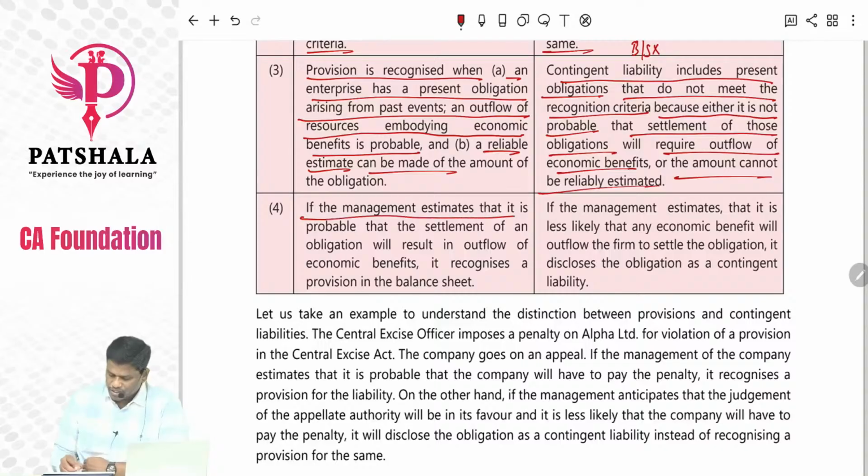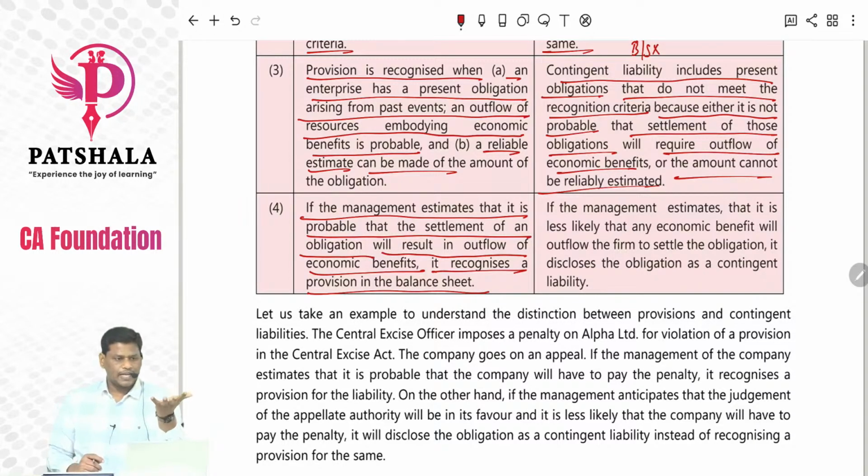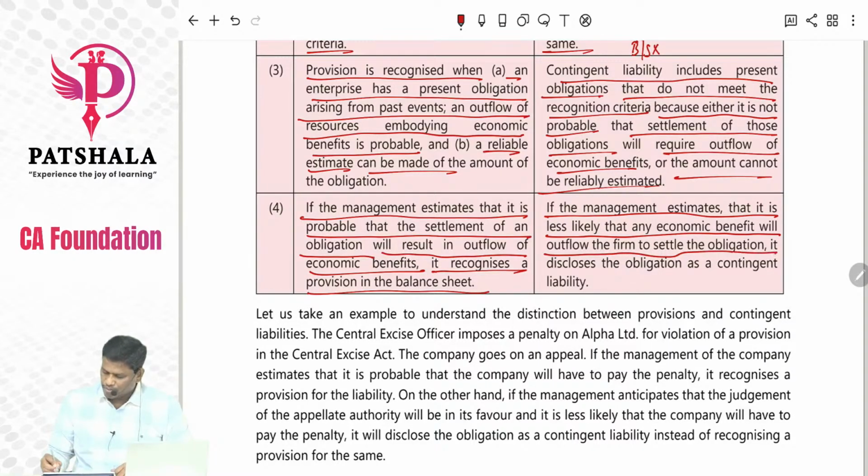If the management estimates that it is probable that the settlement of an enterprise obligation will result in an outflow of economic benefits, it recognizes the provision in the balance sheet. That means if they know reliably that yes, this much will go, then they'll put it in the balance sheet. If management estimates that it is less likely that any economic benefit will outflow from the firm to settle the obligation, it discloses the obligation as a contingent liability.